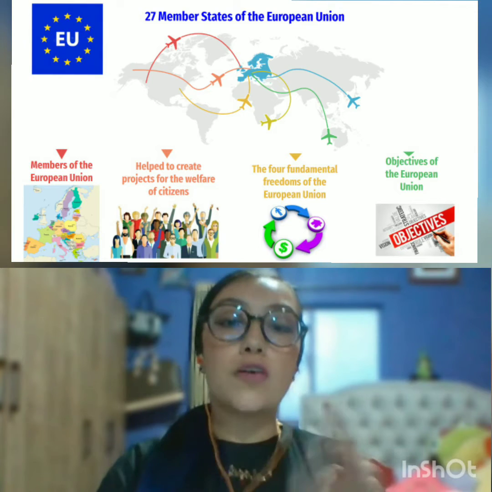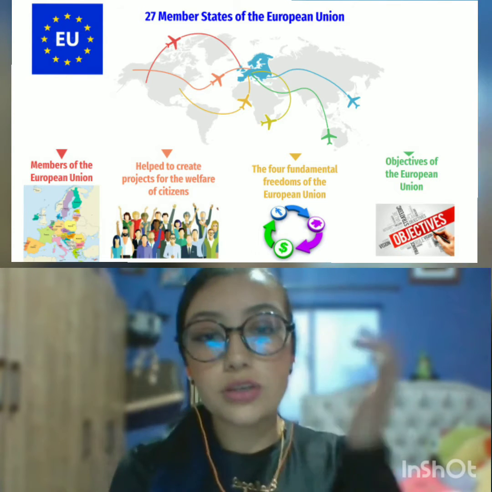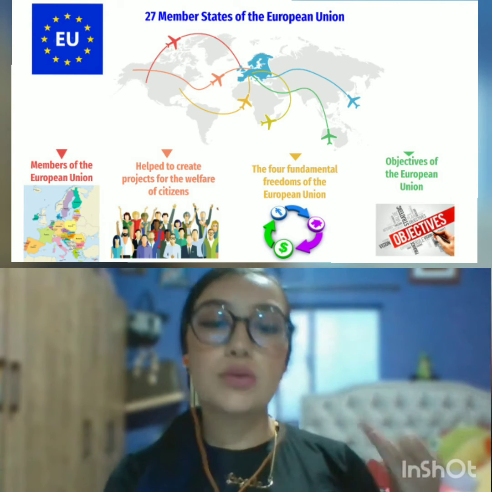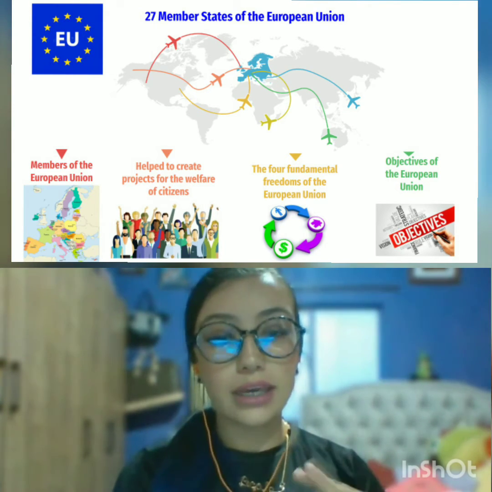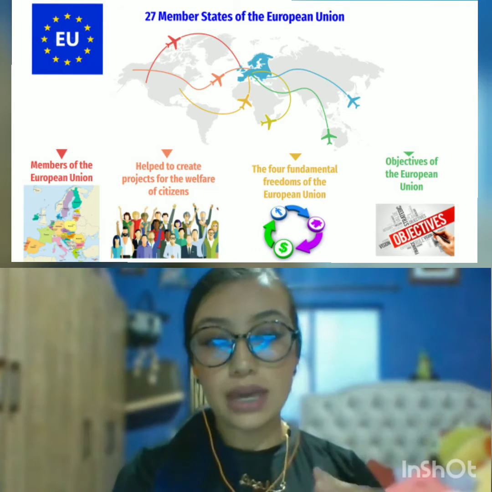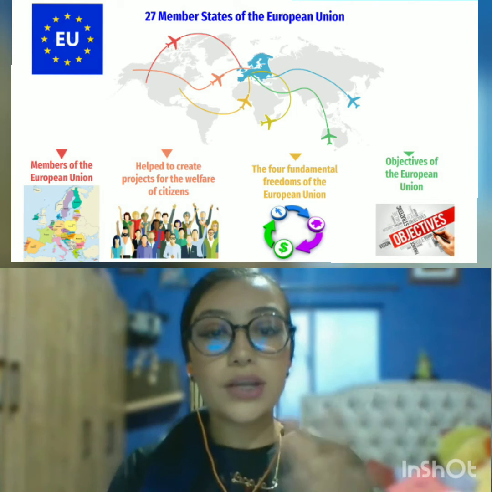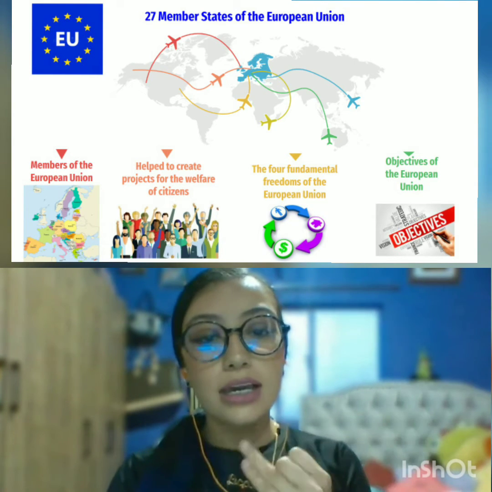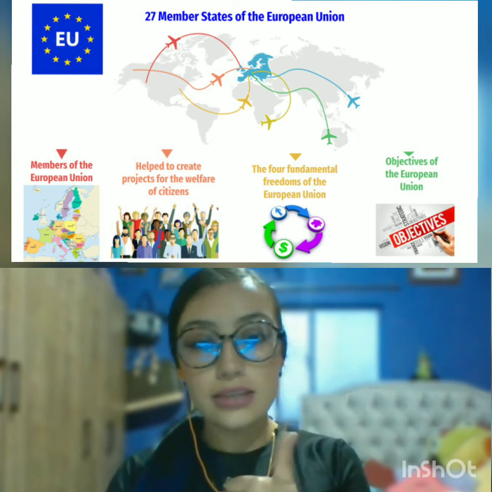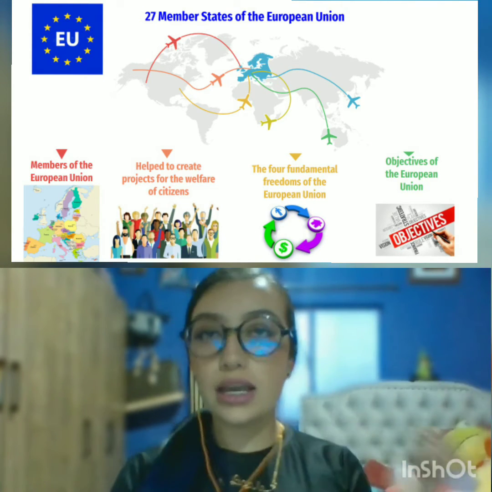Okay, in this part four, we are talking about the 27 member states of the European Union. The states that make up the European Union are Germany, Austria, Belgium, Bulgaria, Cyprus, Croatia, Denmark, Slovenia, Spain, Estonia, Finland, France, Greece, Hungary, Ireland, Italy, Latvia, Lithuania, Luxembourg, the Netherlands, Poland, Portugal, Czech Republic, Slovak Republic, Romania, and Sweden.